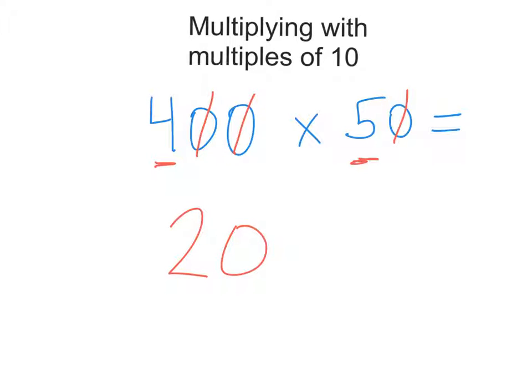And how many zeros do I need to tack on now? You're right, 3. 1, 2, 3. So 400 times 50 equals 20,000. Anytime you have multiples of 10, just take out the zeros, multiply what you have left, and then tack the zeros back on. Let's do another example.